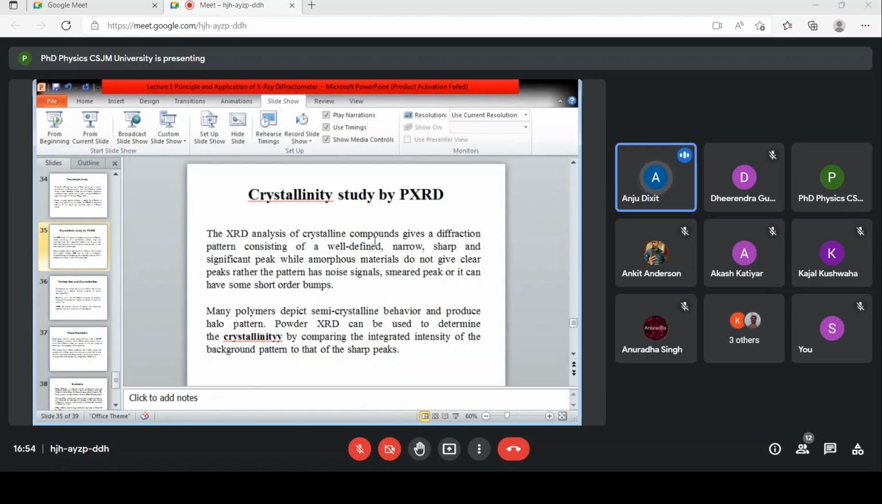So the XRD analysis of crystalline compounds gives a diffraction pattern consisting of well-defined, narrow, sharp and significant peaks, while amorphous materials do not give clear peaks; rather the pattern has noise signals and smeared peaks. Smeared peaks means broad peaks, and usually the peaks of crystalline material are very sharp, and it can have some short-order bumps.